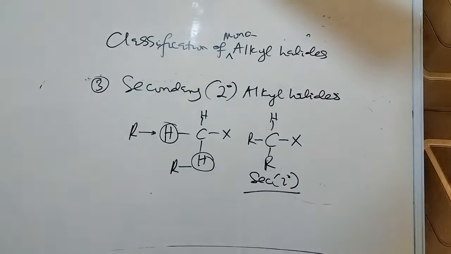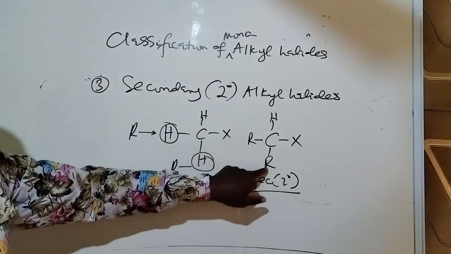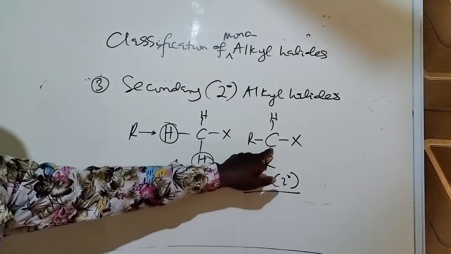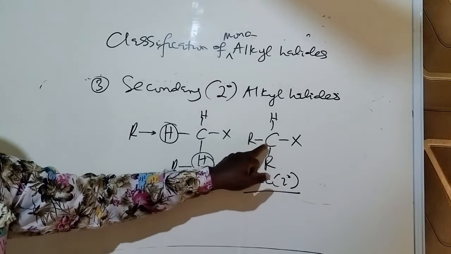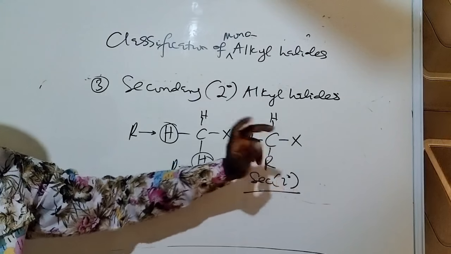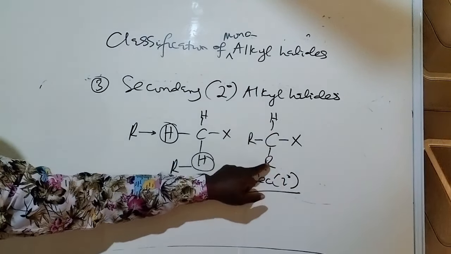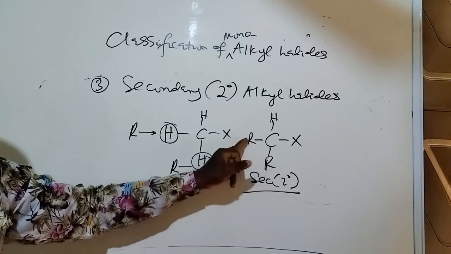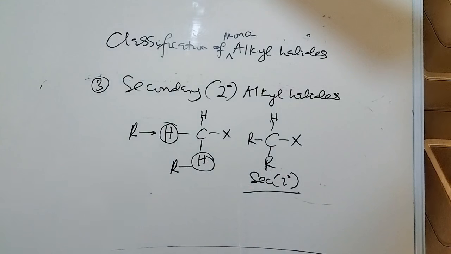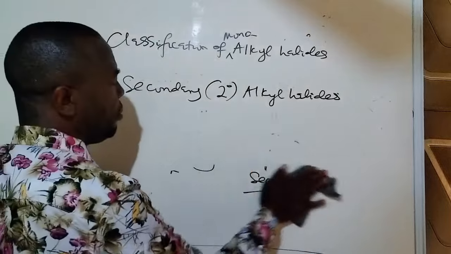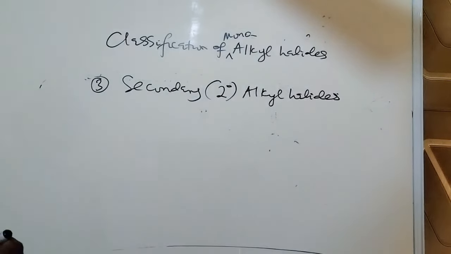So in 2-degree alkyl halide, you have two alkyl groups bonded directly to the carbon carrying the halogen. If it's primary, you only have one alkyl group. The position here would have been hydrogen, but because it's secondary, you have two alkyl groups. So that's why it's called secondary or 2-degree alkyl halide. An example of 2-degree alkyl halide is the compound called 2-chlorobutane.